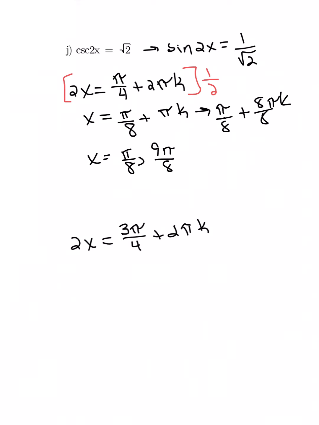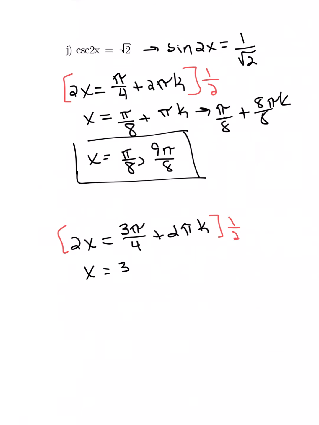And then add again to see where you get. 9 pi over 8 plus 8 pi over 8 would give me 17 over 8. That's too big because 2 pi would be 16 over 8. So for the first quadrant angle, we get 2 solutions. Now go down and solve the second equation exactly the same way. Take the entire equation, every term, times 1/2. You will have x equals 3 pi over 8 plus pi k.